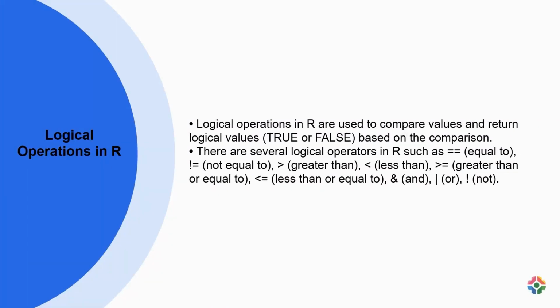Logical operations in R are essential for comparing values and generating logical outcomes. Using logical operators such as equals, greater than, less than, and not equals, users can evaluate expressions to obtain true or false results. For example, in a data set, one could use a logical operator to compare the values of two columns and identify instances where one value is greater than the other. This can be valuable for filtering or conditional operations in data analysis or coding tasks.